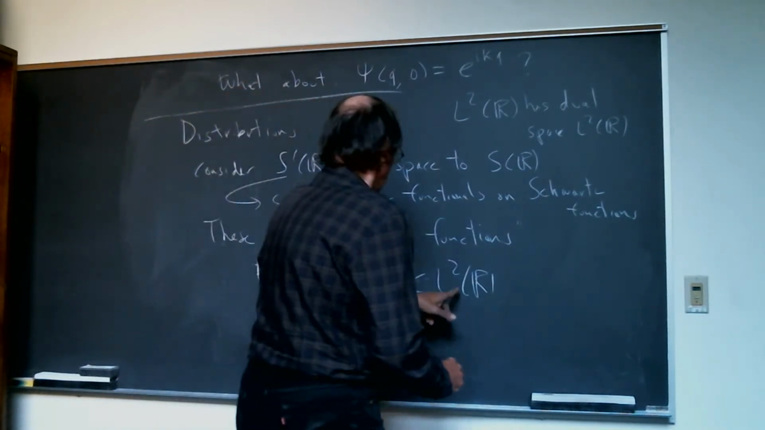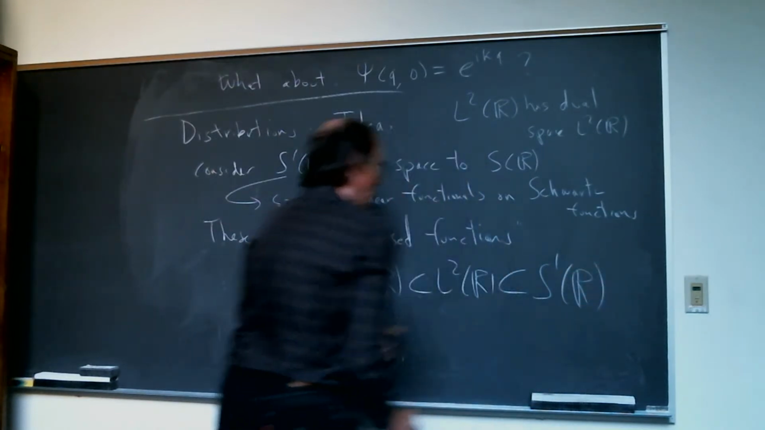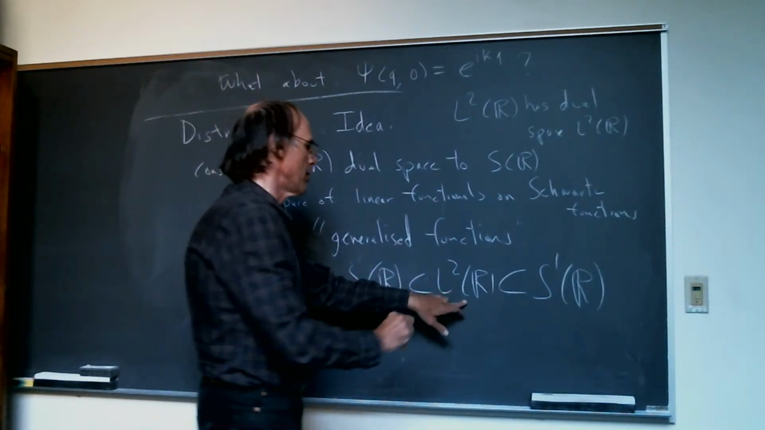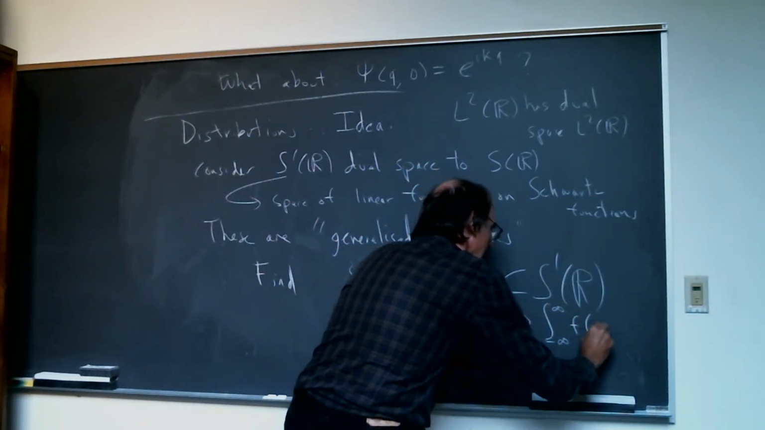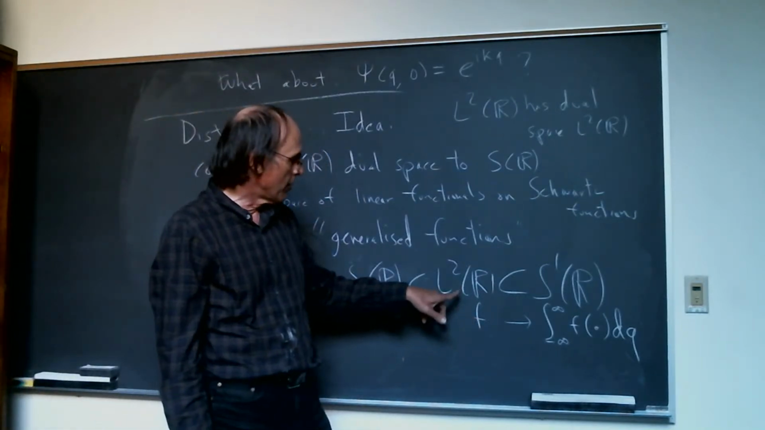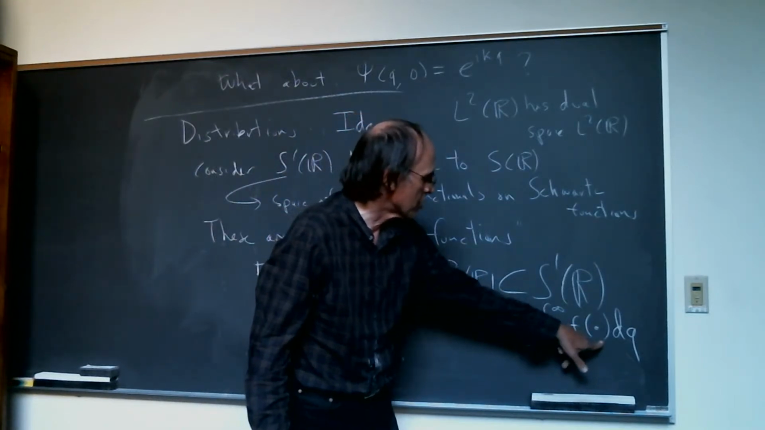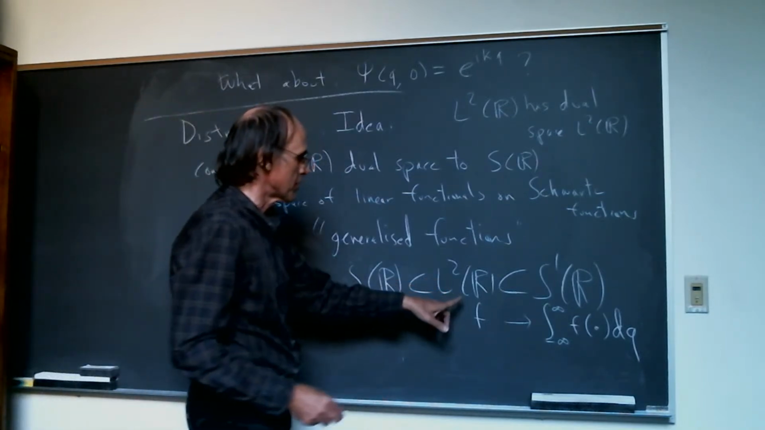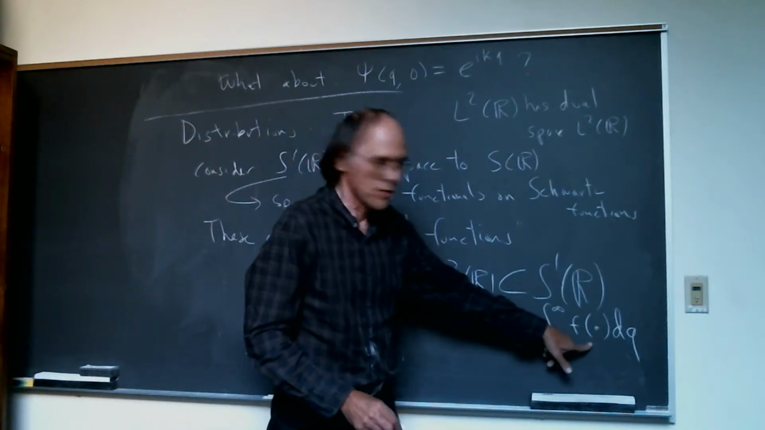So these lie in here, but these give you examples of linear functionals. Let me just say it here: to a function f in here, f goes to the integral from minus infinity to infinity of f against the Schwartz function dq. So to any function, you get a linear functional on the Schwartz functions by taking the function and integrating it against the Schwartz function, and if this one is in L2 and this one is Schwartz, this is going to make sense. So these fit nicely into this. You can think of these as examples of linear functionals through this formula.